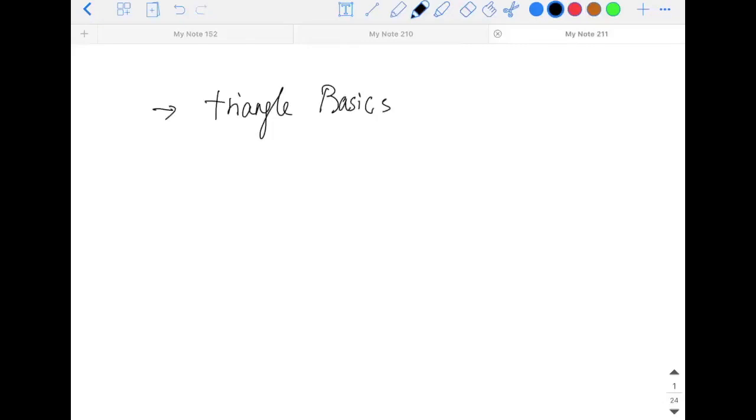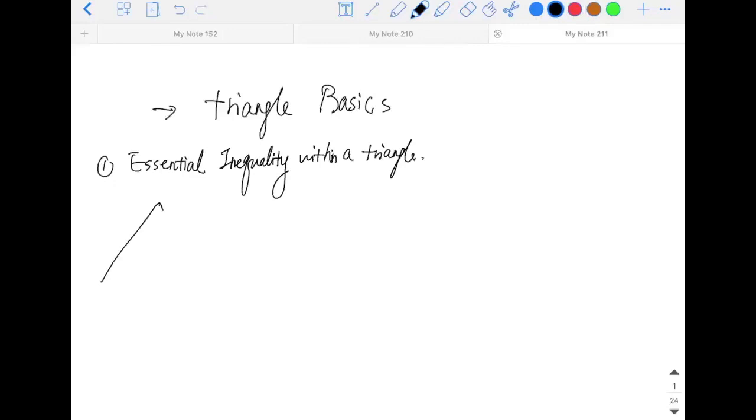Okay, so the first one is the essential inequality within a triangle. If I have a triangle ABC, without talking about any specific features, as long as I have a triangle, I should automatically have the triangle inequality, which I think you guys should be familiar with.